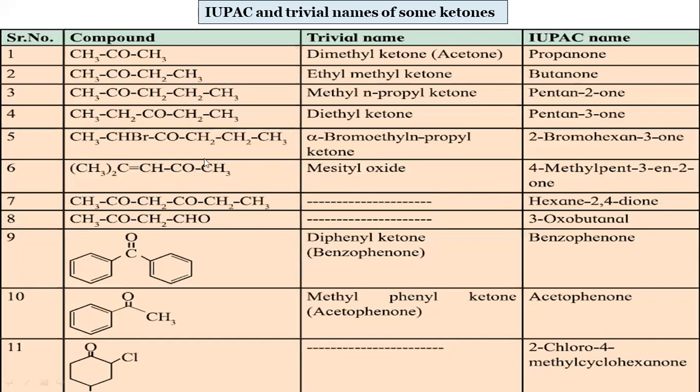So see this on the second carbon. This is carbon number 1. This is carbon number 2. So we can write the IUPAC names of any organic aldehyde or any organic ketone. The common name is mesityl oxide. Remember the IUPAC names. It is not necessary to remember the common names.